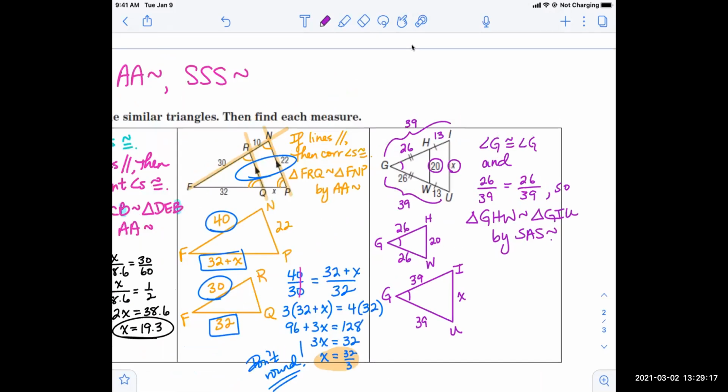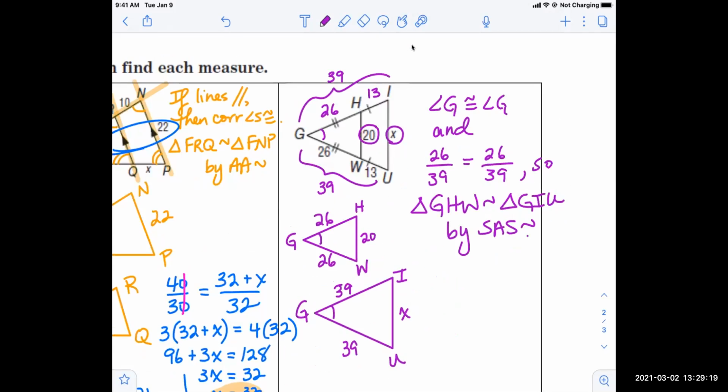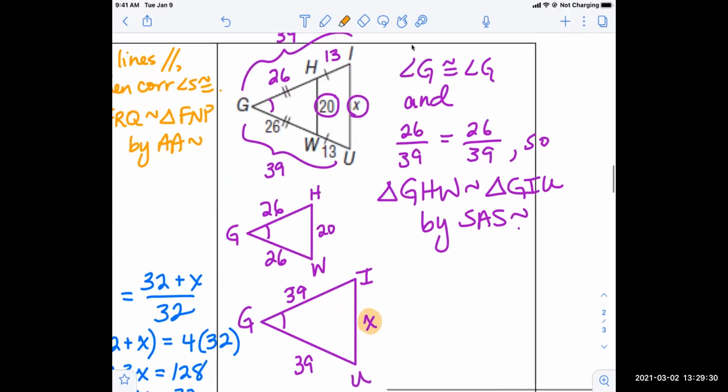Okay, so to find the measure of the length of X, so X is here. What side corresponds to X in the other triangle? Izzy, what side in the other triangle corresponds to X?